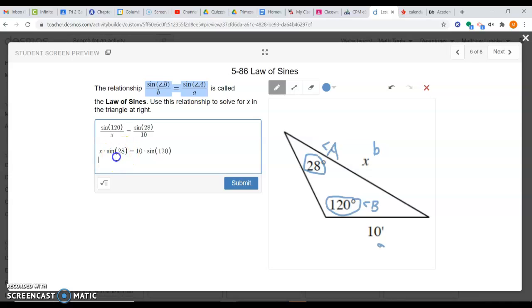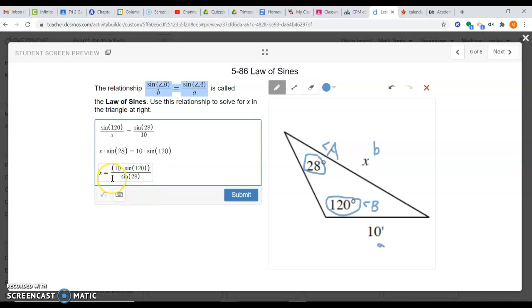Divide both sides by the sine of 28 to get x by itself. And I get x equals 10 times the sine of 120 divided by the sine of 28. And there, if you calculate this in your calculator, you have an answer for x. So again, what's happening here in the law of sines is you have the sine of your angle, and you can choose which one's A and B, divided by the side across from it, set equal to the sine of your other angle divided by the side across from it. And we can do that on any triangle. It doesn't matter if it's a right triangle or a non-right triangle.